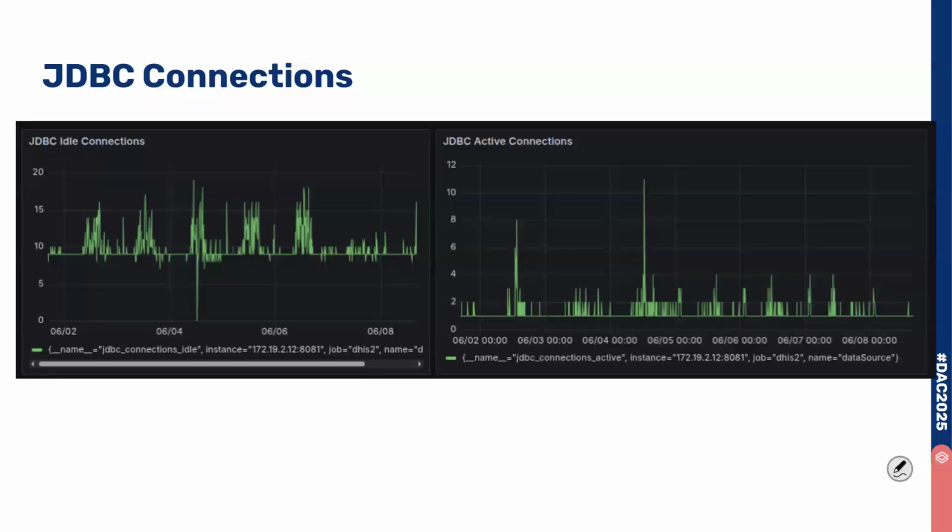This is another example, in terms of JDBC connections. This was a really simple graph that I put together just to show that more or less the same thing can be accomplished with Grafana as with Munin. The downside, of course, is that it may require a little bit more work on the administrator's part to get all of your dashboards set up, whereas Munin takes that burden off of you. A lot of these graphs are out of the box.